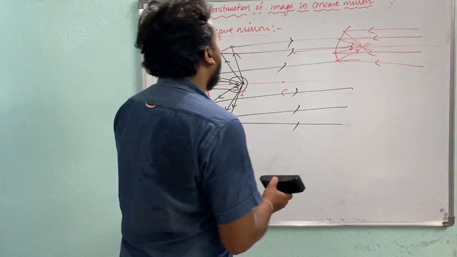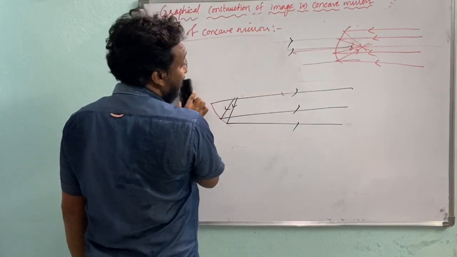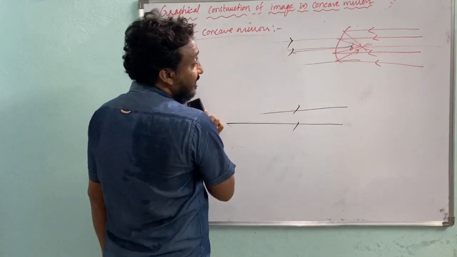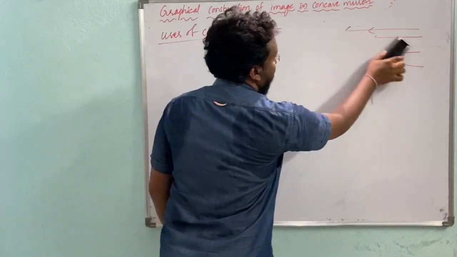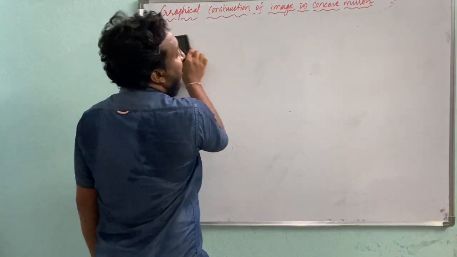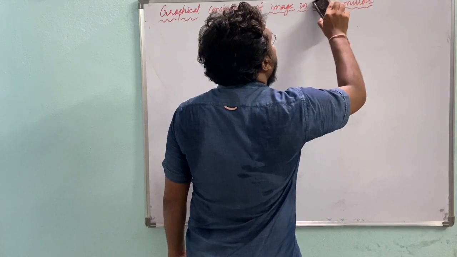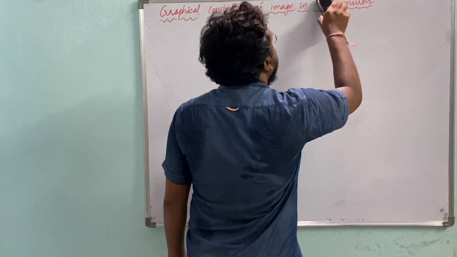Based on this property, Archimedes, the famous person Archimedes, is said to have burned enemy ships, right. That means Archimedes knew very well about the uses of concave mirrors, right.